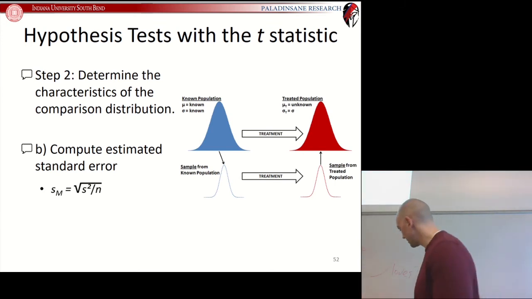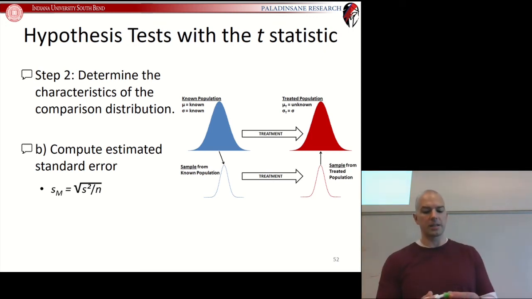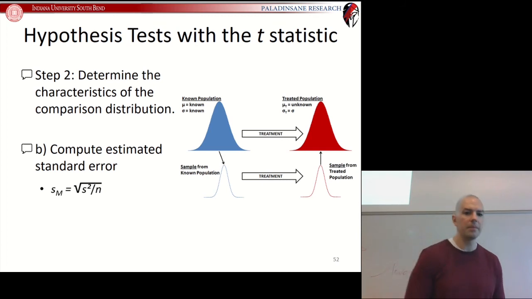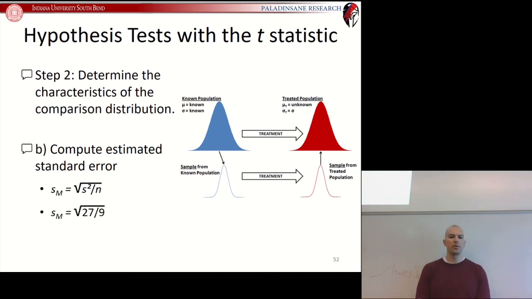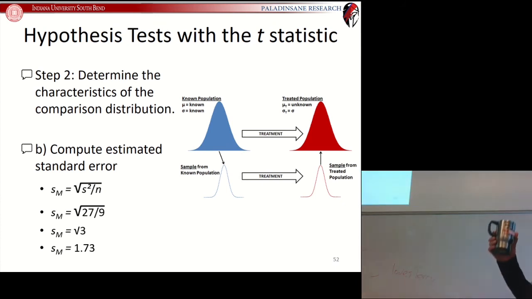That is mathematically equivalent, and it's the way the textbooks like to do it, to the standard deviation of the sample divided by the square root of the size of your sample, so don't get thrown off by that. So we have the square root of 27, which was our sample variance, divided by 9, which is the size of our sample. And we get the square root of 3, or an estimated standard error of 1.73.